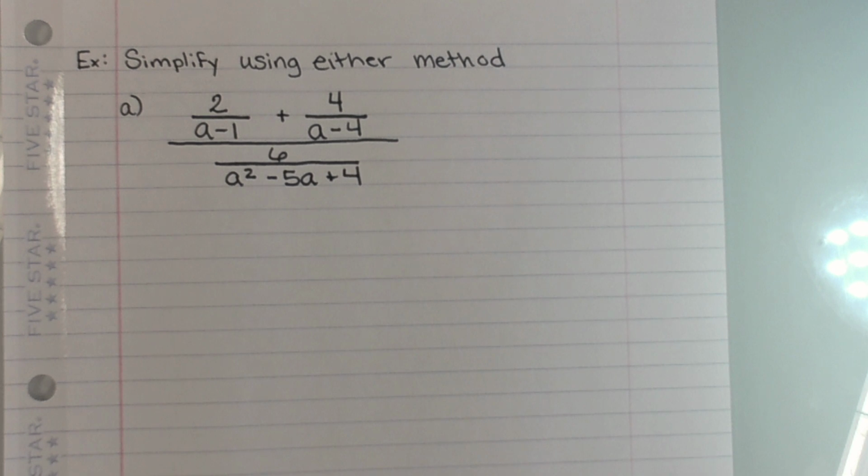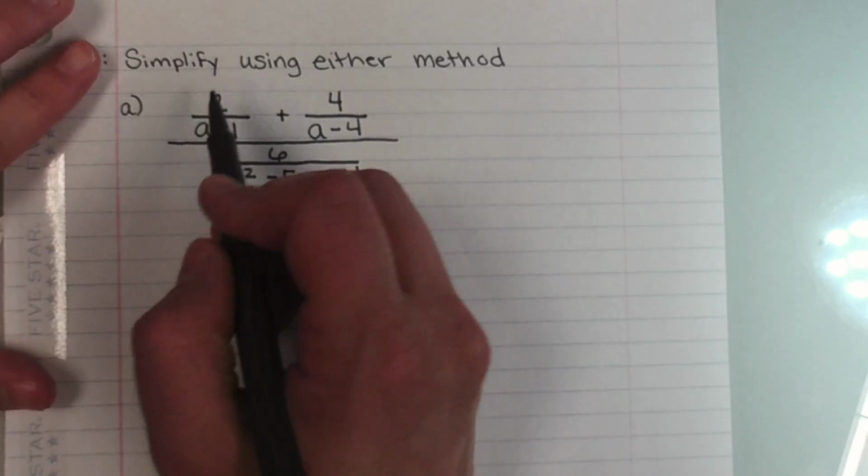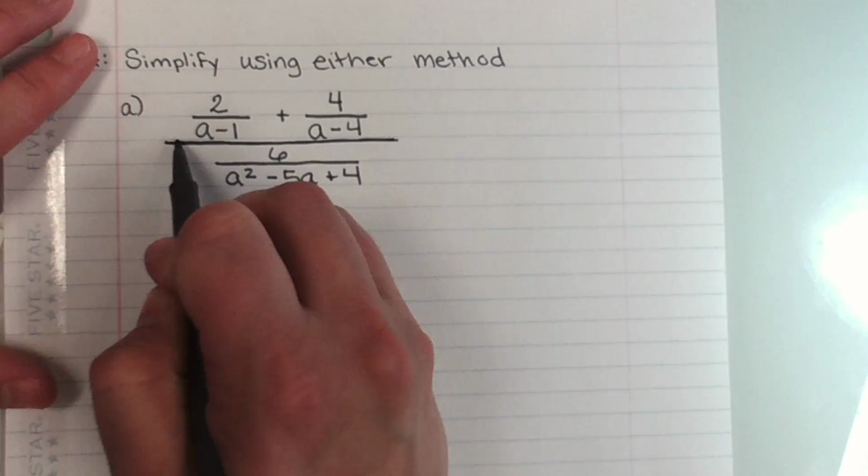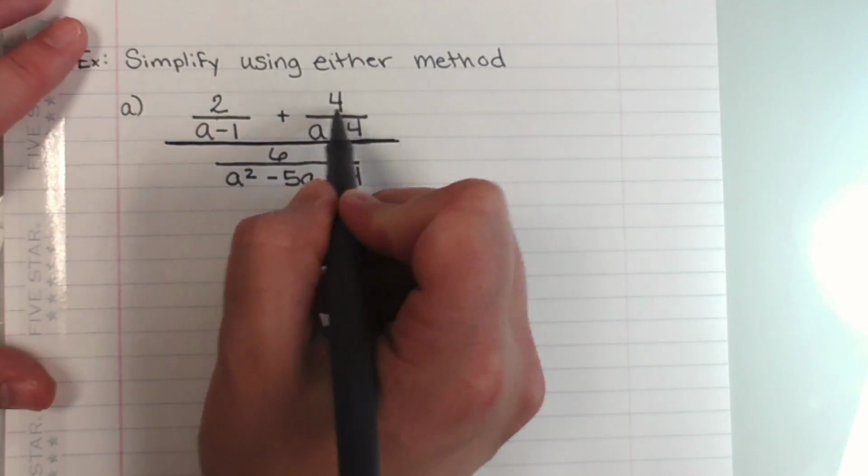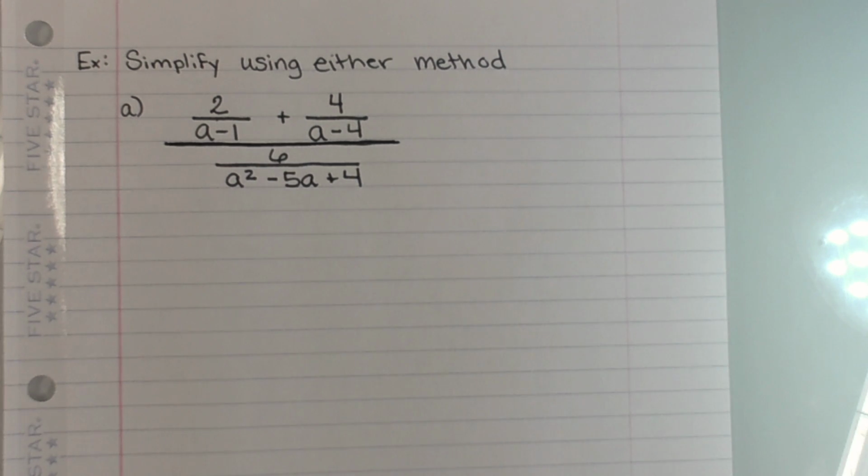Okay, 2 over a minus 1 plus 4 over a minus 4, all over 6, which is over a squared minus 5a plus 4. Okay, if we're going to do it the second method, we're going to find the least common denominator of all the little fractions. How many little fractions do I have? I'm seeing 3, and I'm seeing 4, and I'm seeing 2. 3. Little fractions are just any fraction that isn't the giant one. Here's my giant one. I've got 3 smaller ones. 3 little fractions I need to find the least common denominator for.